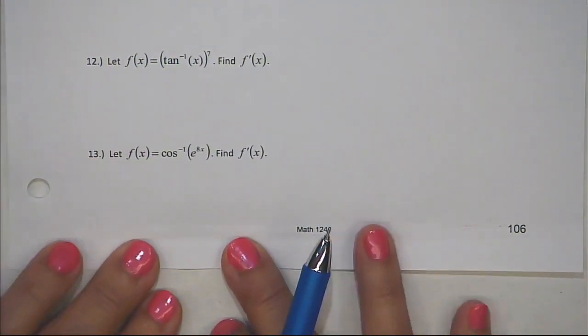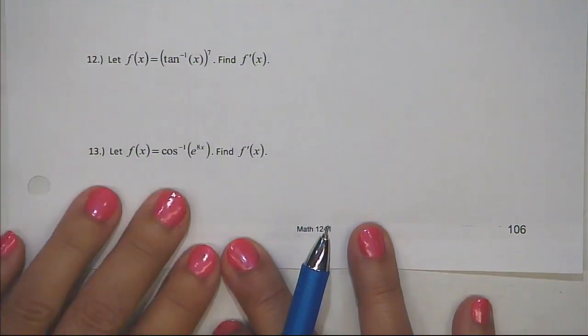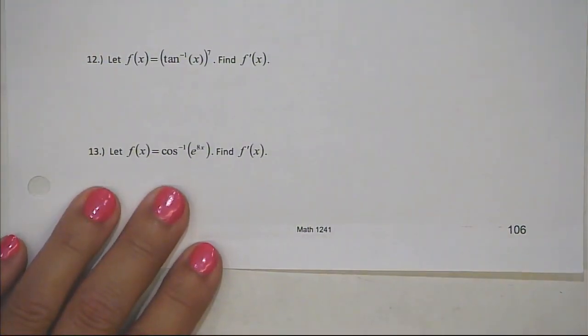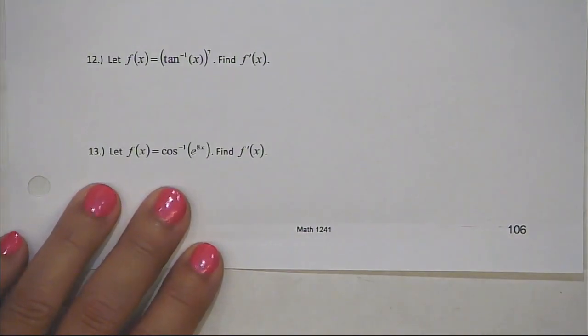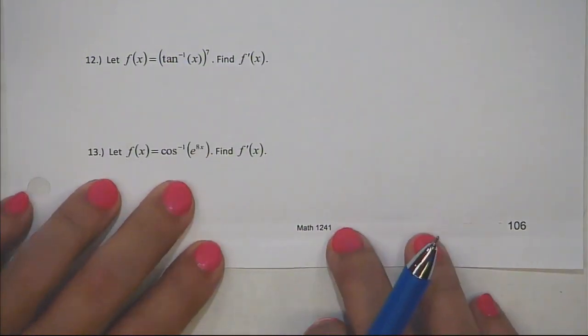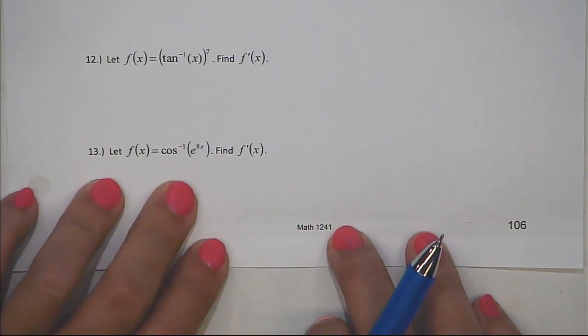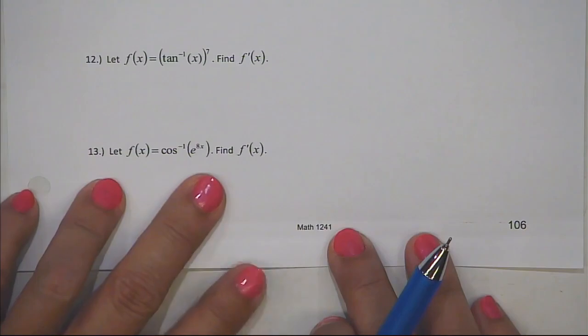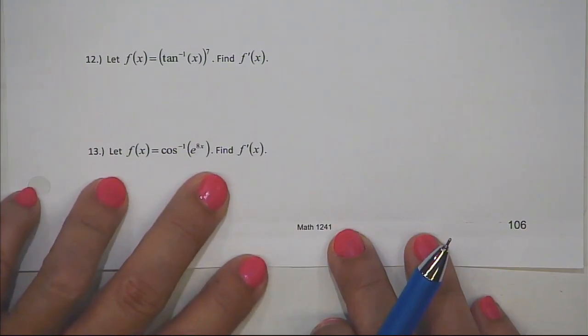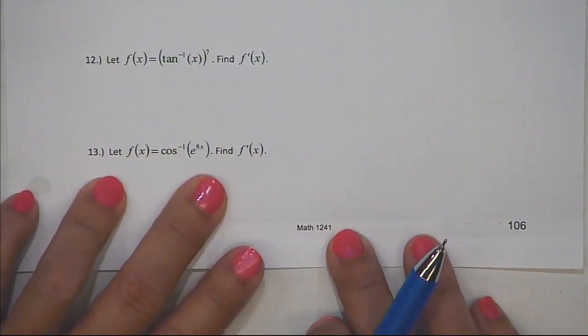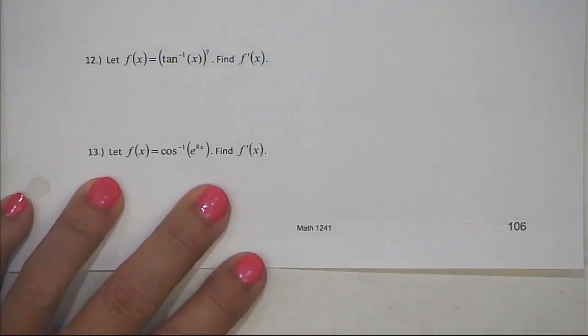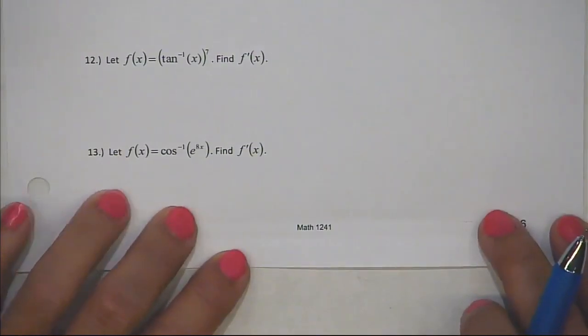Number 12 says find the derivative of the arctangent of x raised to the 7th power. So this is a chain rule. Also today I'm going to clean them up a little bit for you, because a lot of these on my test are multiple choice. So you kind of have to be able to find the answers if they're cleaned up a little bit. And it's usually the same way on the final.